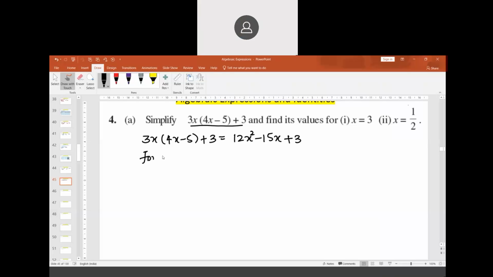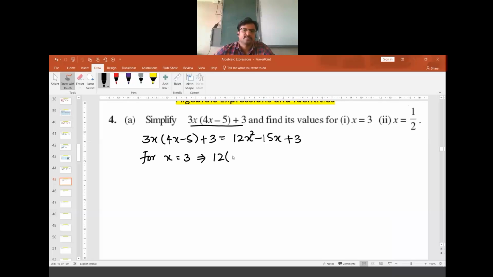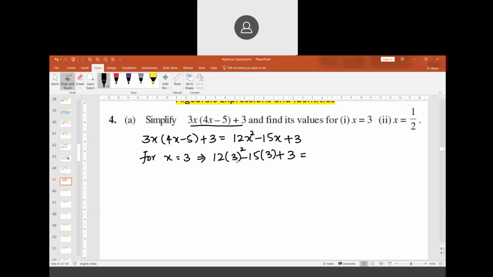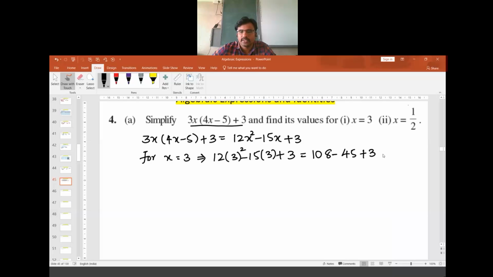Now we have to find out for x value as minus 3. We get 12 times 3 square minus 15 times minus 3 plus 3. 3 square is 9, 9 multiplied by 12 is 108. Minus into minus 15 times 3 is plus 45. Plus 3. 108 plus 45 plus 3 is 156. 66, sir. 66 is the answer. Correct.